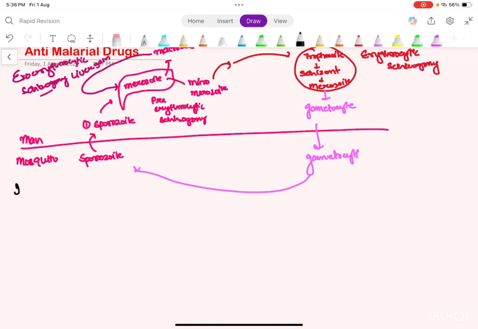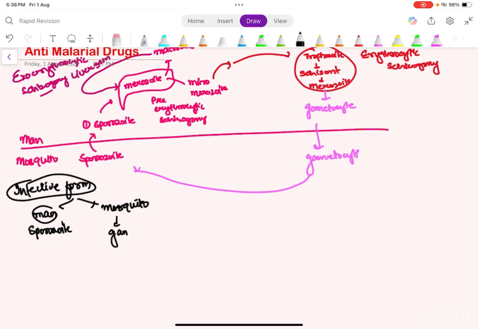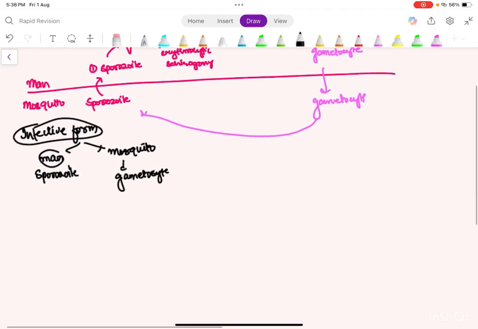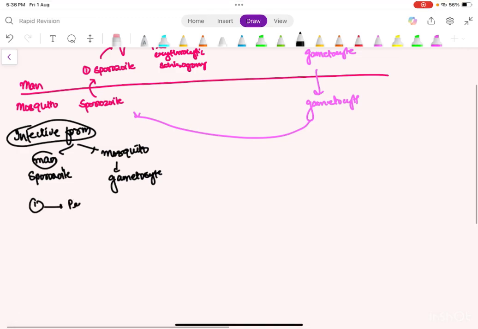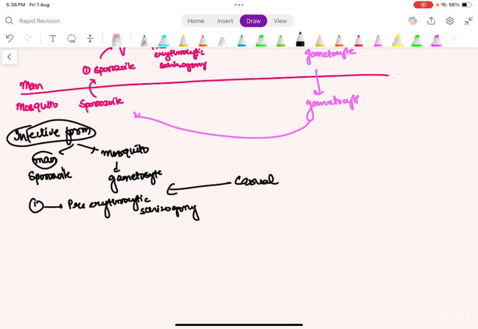First of all, you should know the infective form. The infective form in man is sporozoite, and in the Anopheles mosquito it is gametocyte. Now we'll block all the schizogony phases. The first phase that we can block is pre-erythrocytic schizogony. This is inhibited by three drugs, and this inhibition is called causal prophylaxis. You have to remember three P's: proguanil, pyrimethamine, and primaquine.